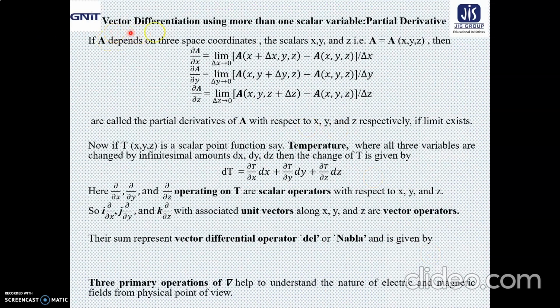Now let us come here. The vector differentiation using more than one scalar variable. Previously we considered one scalar variable, that is the time. Here we are considering three scalar variables, that is the space coordinates x, y, z. So if a vector A depends on three space coordinates, the scalars x, y, z, then we can write A as a function of x, y, z and look at the change in the derivative. First one, del A del x equal to limit of delta x tends to 0, A at x plus delta x, y, z minus A at x, y, z divided by delta x.